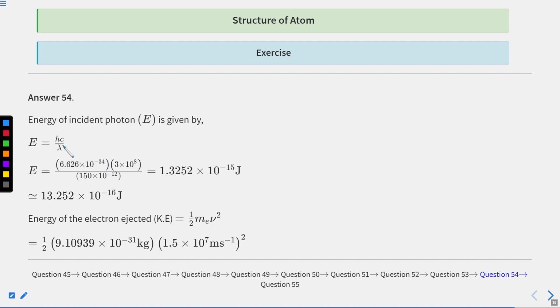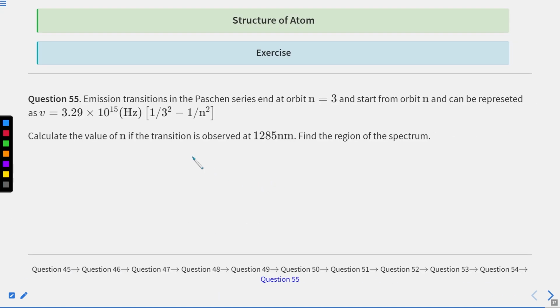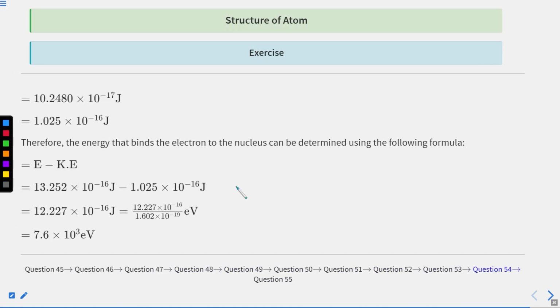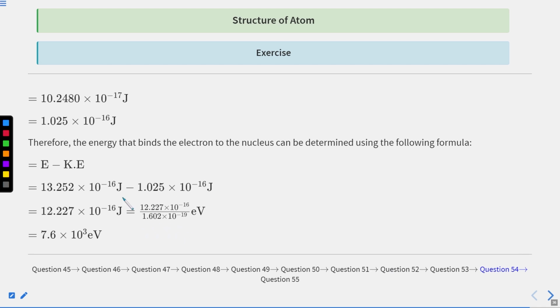So we have done the same thing. E is equal to hc by lambda, plug the values, calculated the value of energy. Next, we have calculated our kinetic energy using half mv square. Then we have subtracted this value finally: E minus kinetic energy to get your energy in joule. If you want, you can convert into electron volt by dividing it by 1.6 into 10 to the power minus 19. So this much electron volt energy is required.